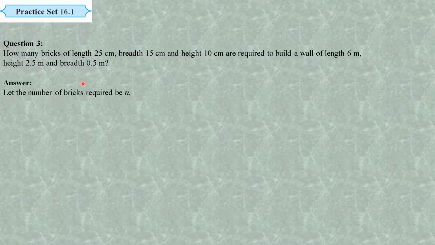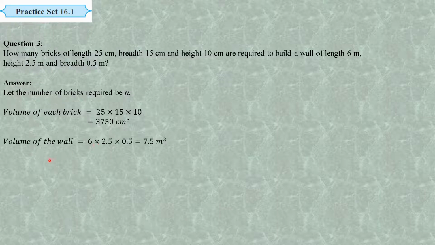We have to find how many bricks are needed to build the wall of this dimension. So we say let the number of bricks required be n. First we'll find out the volume of each brick. Since the length, breadth and height of the bricks are given in the question, we'll use that. So that is 25 into 15 into 10, which will give you 3750 centimeter cube. So this is the volume of one brick.